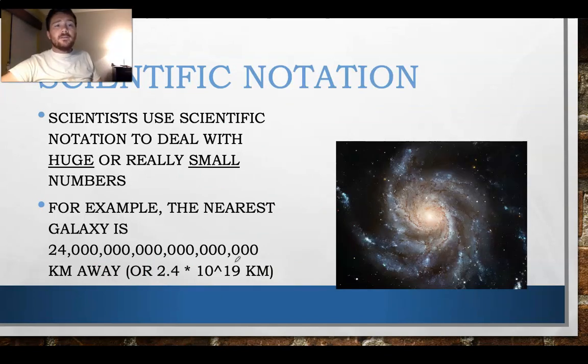The last thing that you need to know in this PowerPoint is scientific notation. Scientific notation has to do with really big numbers or really small numbers. For instance, you have this nearest galaxy is 240000000, a lot of zeros, kilometers away. That's really hard to write out on board, right? So what we do is we just say it's 2.4 times 10 to the 9th power kilometers away.